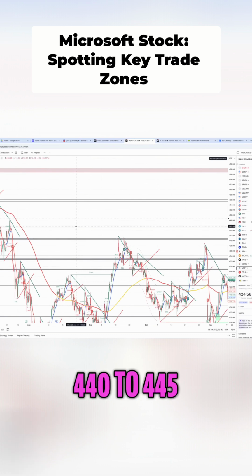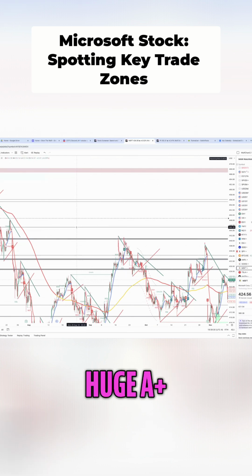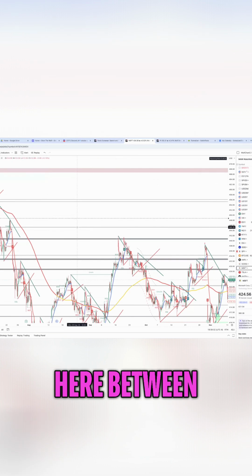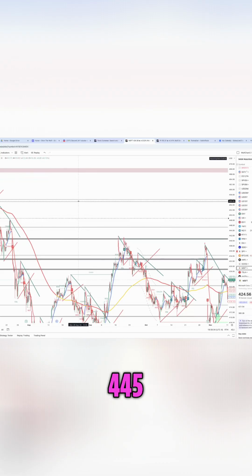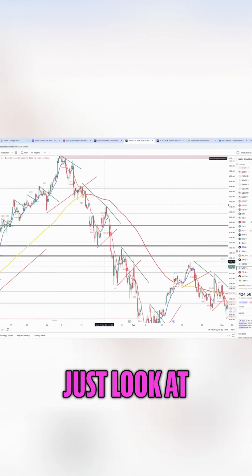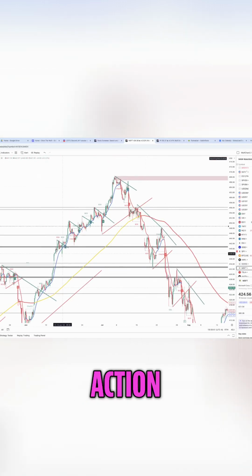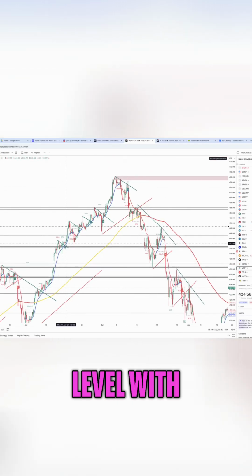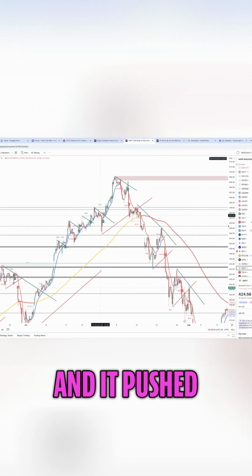Pop from 440 to 445. It has a big, huge A plus trade range here between 445 and 455. And the reason why I know these levels are accurate, just look at the past price action. Microsoft got above this level with strength, and it pushed right to its targets.